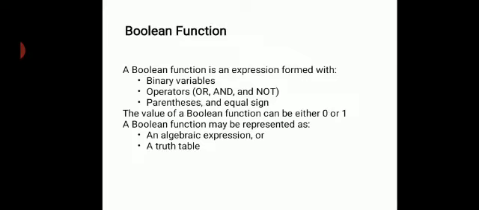The next heading is Boolean functions. A Boolean function is an expression formed with binary variables, operators, parentheses and an equal sign. The value of a Boolean function can be either 0 or 1. A Boolean function may be presented as an algebraic expression or a truth table.